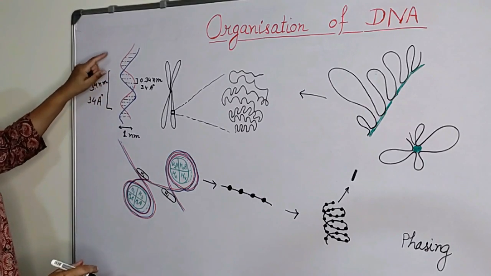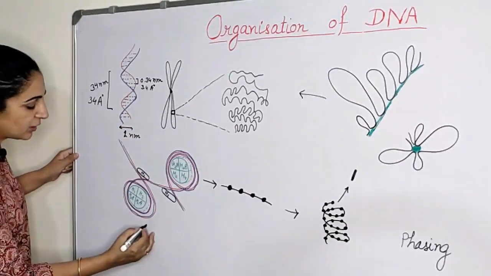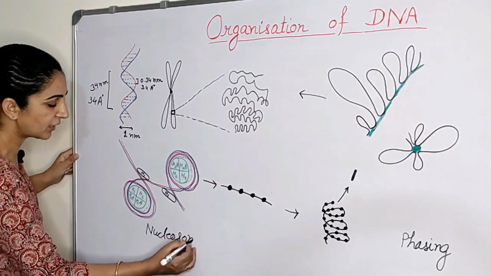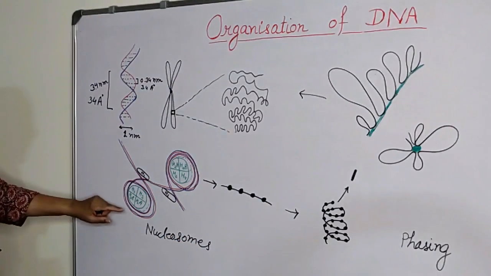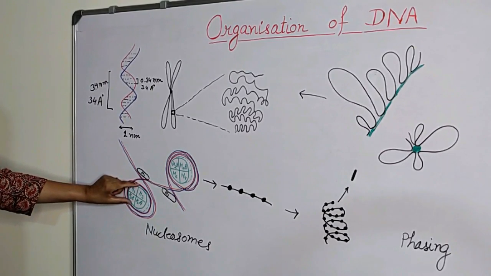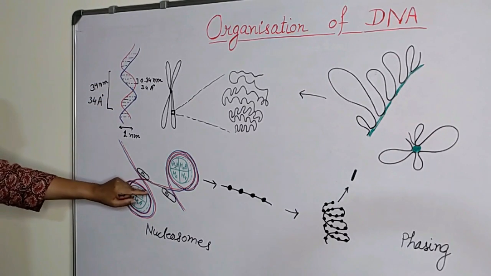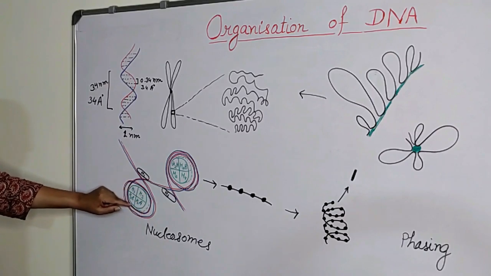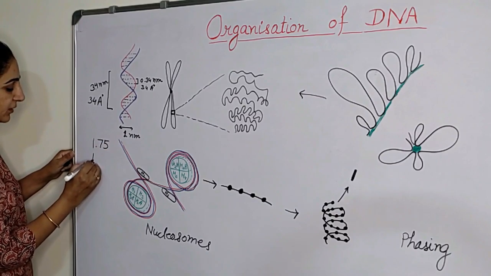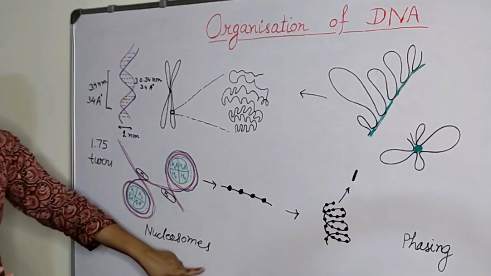So first of all, what happens? This DNA molecule gets to form the nucleosomes. So what are these nucleosomes? These nucleosomes have the histones as the core proteins, and this double helical molecule of DNA gets wound around these histone core in around 1.75 turns. So this linear molecule of DNA gets to form the nucleosomes first.